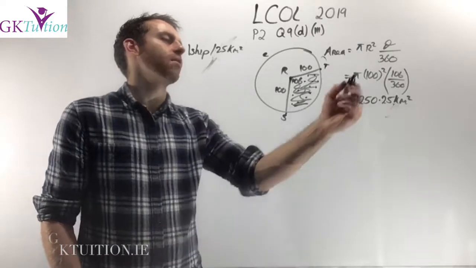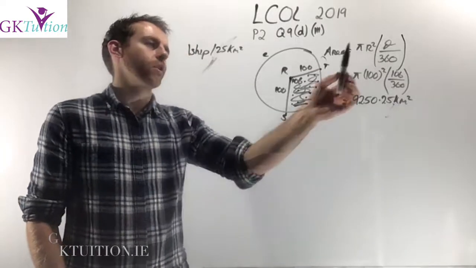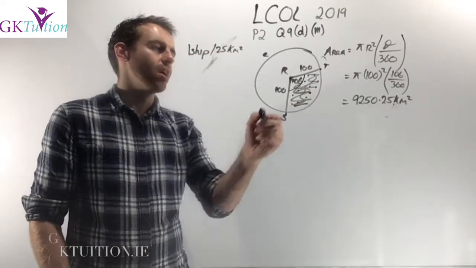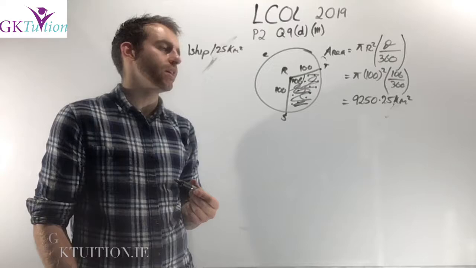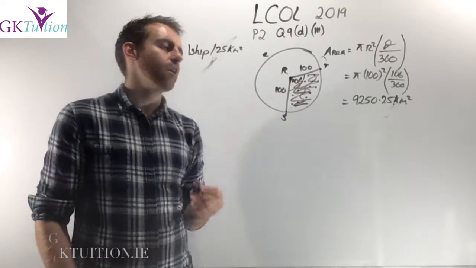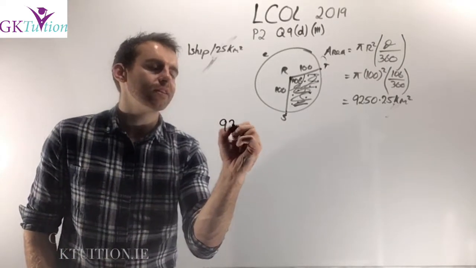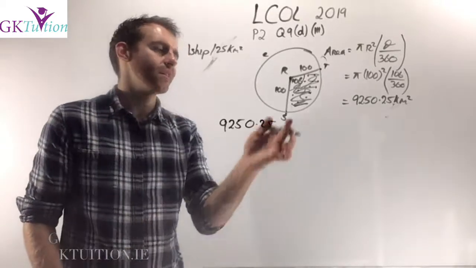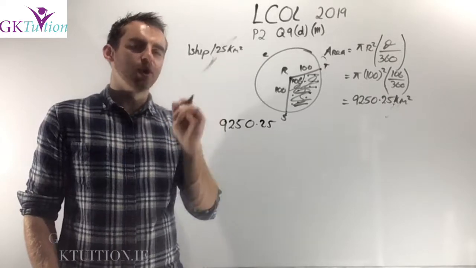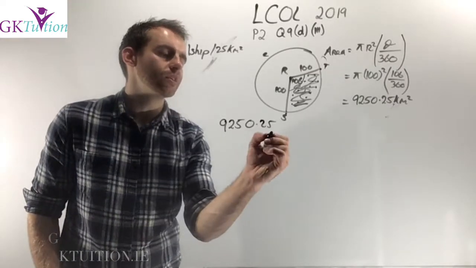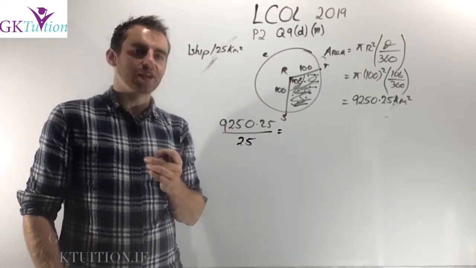The formula to get the area of a sector of a circle is pi times r squared times theta over 360, where theta is the angle at the centre of the sector and r is the radius. So if I just sub in 106 for the theta and 100 for the radius, the area OST works out as 9,250.25 kilometers squared. So this is how many square kilometers exist within the region OST. And on average, there's one ship per every 25 square kilometers. So I can use this information to calculate or estimate the number of ships that I would expect to be in this region at any one time.